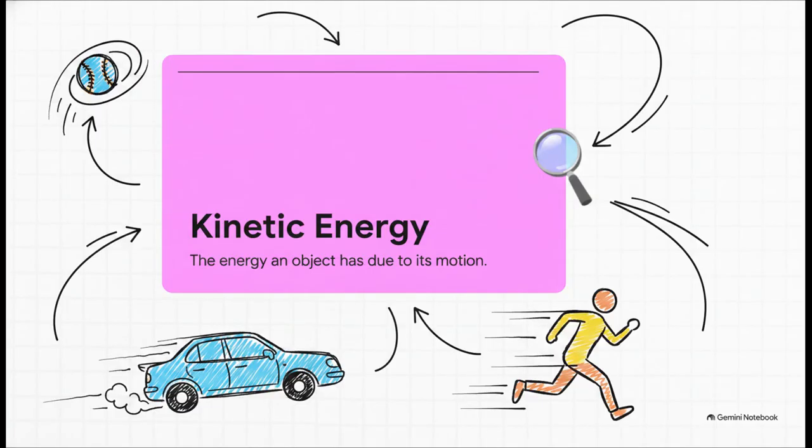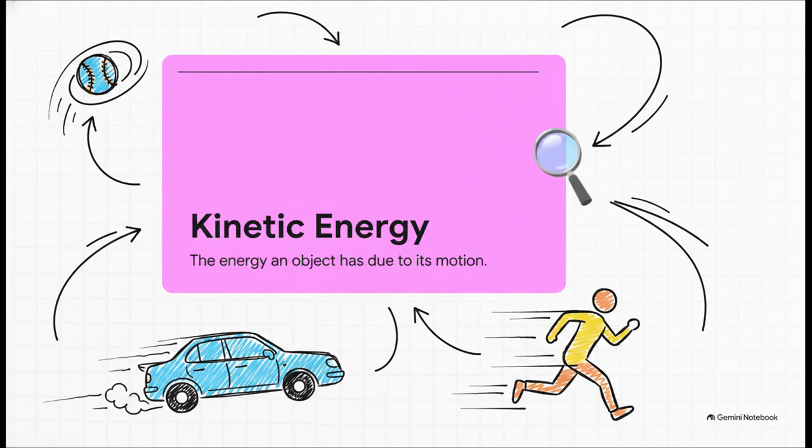Now, I know vocabulary can sometimes feel a little dry, but I promise you, locking in these specific definitions is literally step one to mastering your assessment. These words are the building blocks you're going to use for all your answers. So first up is kinetic energy. It's the energy an object has due to its motion. Honestly, if it's moving, it has kinetic energy. It really is that simple.